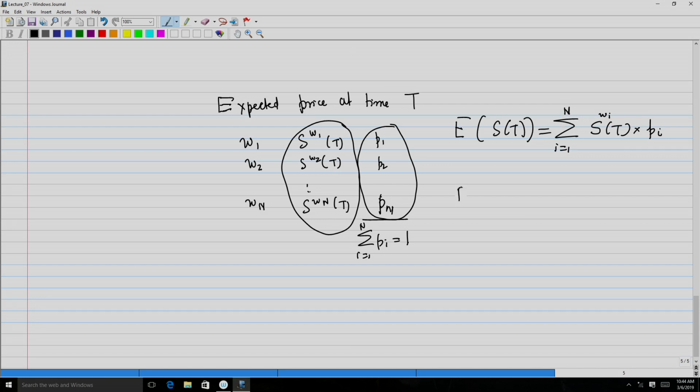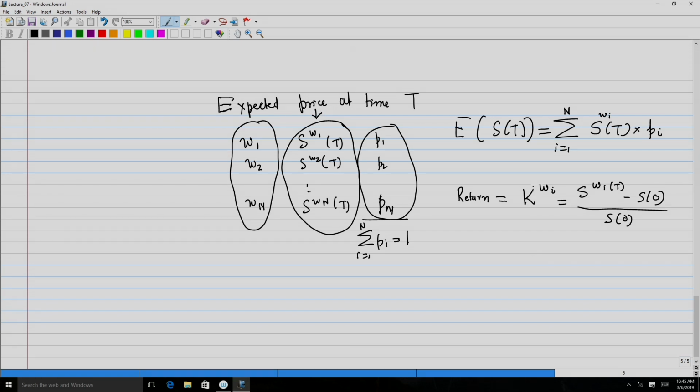So, in this case the return is going to be, I will denote this by k superscript omega i. This return is going to be as before S superscript omega i of t minus S of 0 over S of 0. So, that means corresponding to each of those states of the economy omega 1 through omega n, there is going to be a price which I will denote by S superscript omega i of t. Therefore, for each of them I will have a return k superscript omega i.